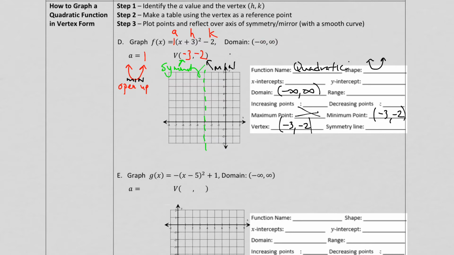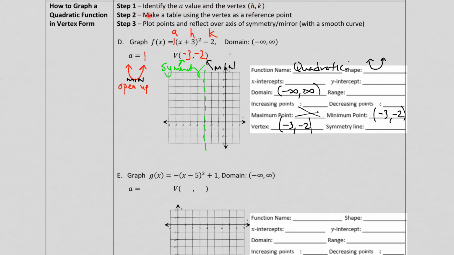So notice how by only identifying h and k, I already have an idea of the shape of my graph. I know where it turns. I know where the mirror is at. And I have all this information about the graph just by identifying h and k. And that's all just step 1 of this process.